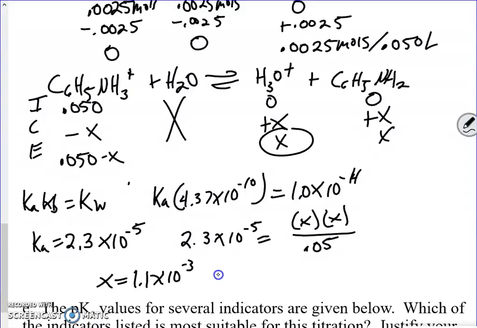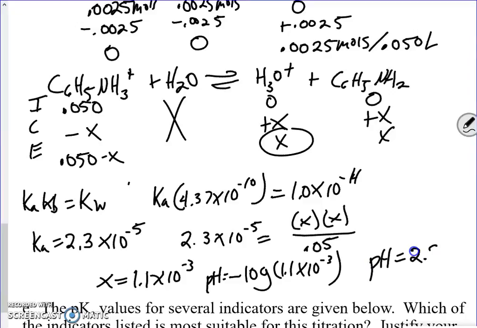Well, how do we find pH? We take the negative log of that value, and that's going to give us pH here because we're dealing with hydronium. So negative log of 1.1 times 10 to the negative 3rd, and we get a pH at the equivalence point for this titration of 2.97. So if you remember when we talked about titrations in class, we said if we had a strong acid, weak base titration, if you go back and look at your notes, the pH at the equivalence point is below 7. Okay?